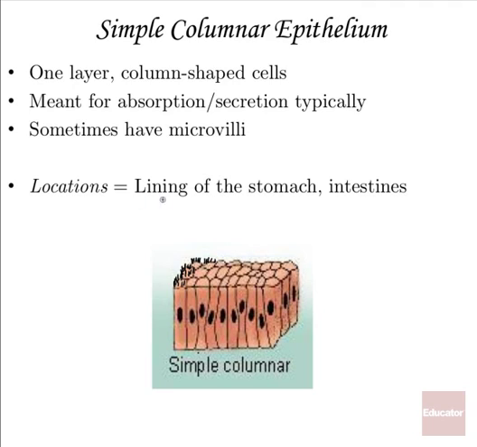For instance, in the lining of the stomach and intestines, you definitely have to be absorbing stuff and secreting stuff. Like if we take the small intestine, you definitely need to have the ability to further the process of digestion, and the small intestine, a very long tube in your body, is doing a lot of absorption. So these cells are perfect for that.